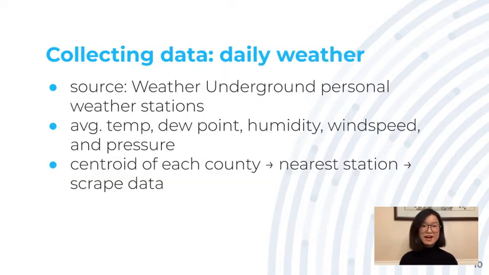And then I found daily weather data from the Weather Underground personal weather stations, which are set up all across the US, and I looked at average temperature, dew point, humidity, wind speed, and pressure. The way that I did this was by taking the shapefiles for every county, finding the centroid, and then using a series of Python scripts to send URL requests to first figure out the nearest station to that centroid, and then to scrape the data from that station.